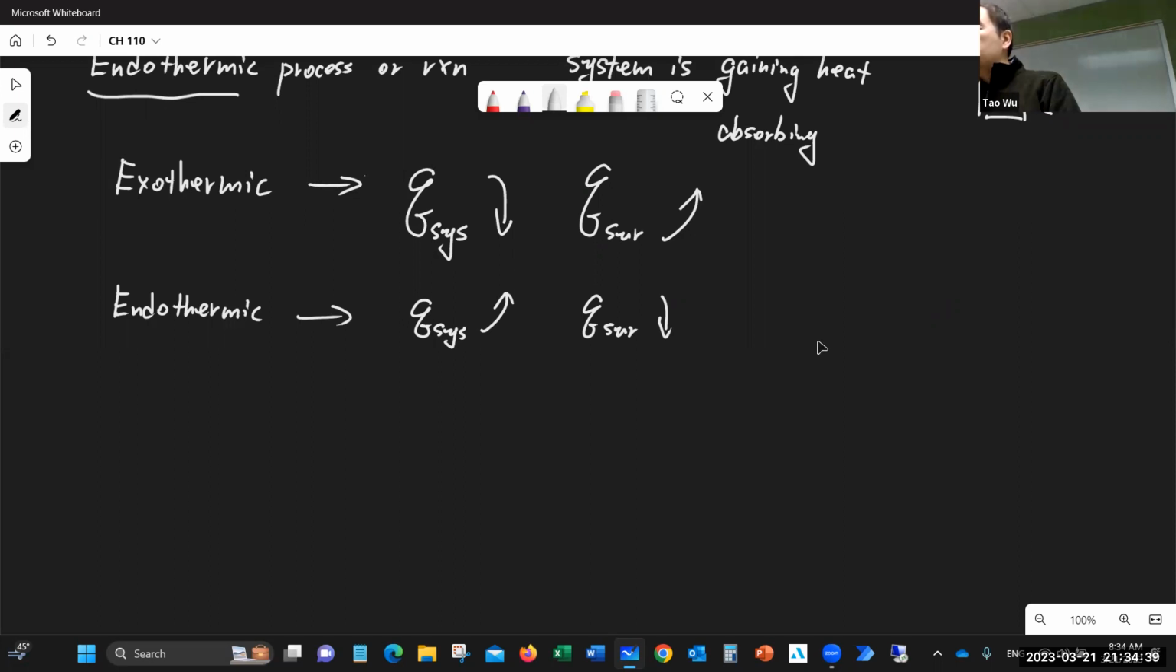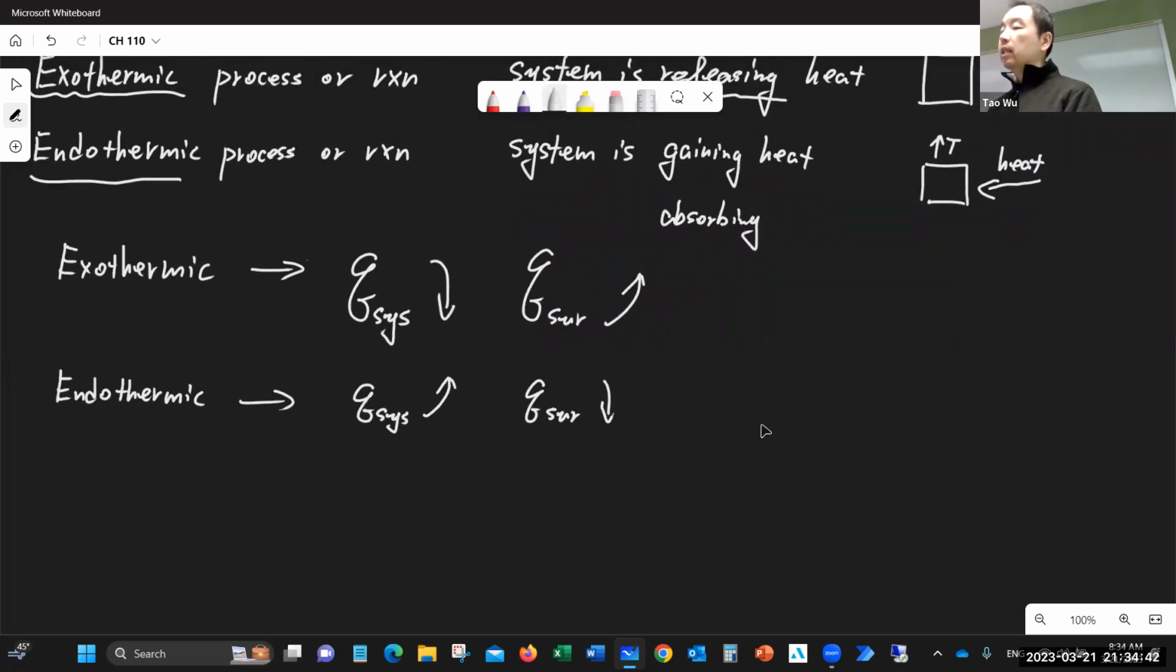Or if we write the sign, those heats can have a sign. This heat will be a negative sign, and this heat will be a positive sign. That means the heat for the exothermic is a negative sign. For the endothermic, the heat is a positive sign. People then think, how come they're producing heat, so why is this a negative sign? When you think about the system.